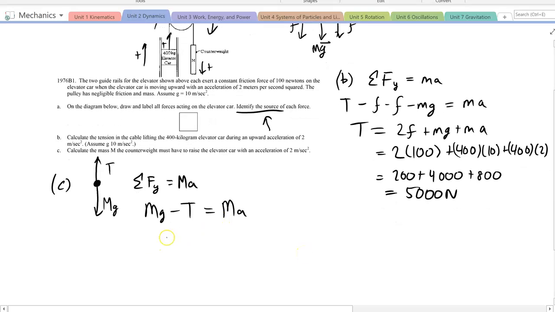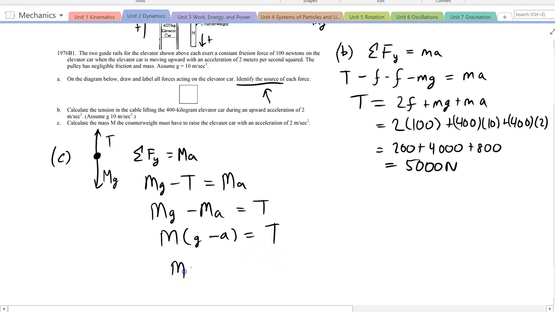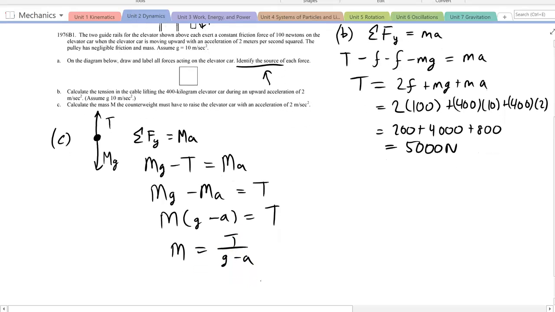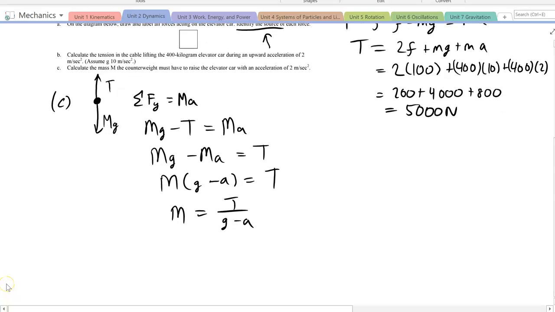So then let's solve for M. I'm going to bring MA here, so MG minus MA is equal to T. I'm going to factor out an M: M times (G minus A) is equal to T. I'm going to say capital M is equal to T over (G minus A). And now we need to keep track of what's happening here. So I'm going to scroll down a little bit. Here we go. So T is the same exact thing as this, right?